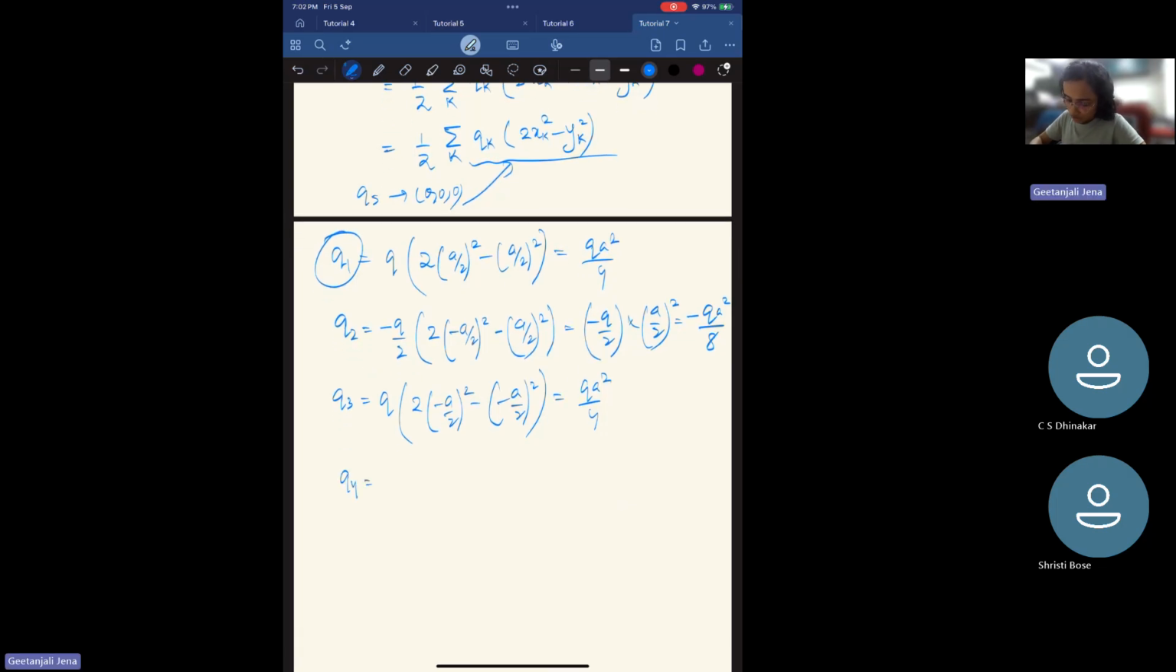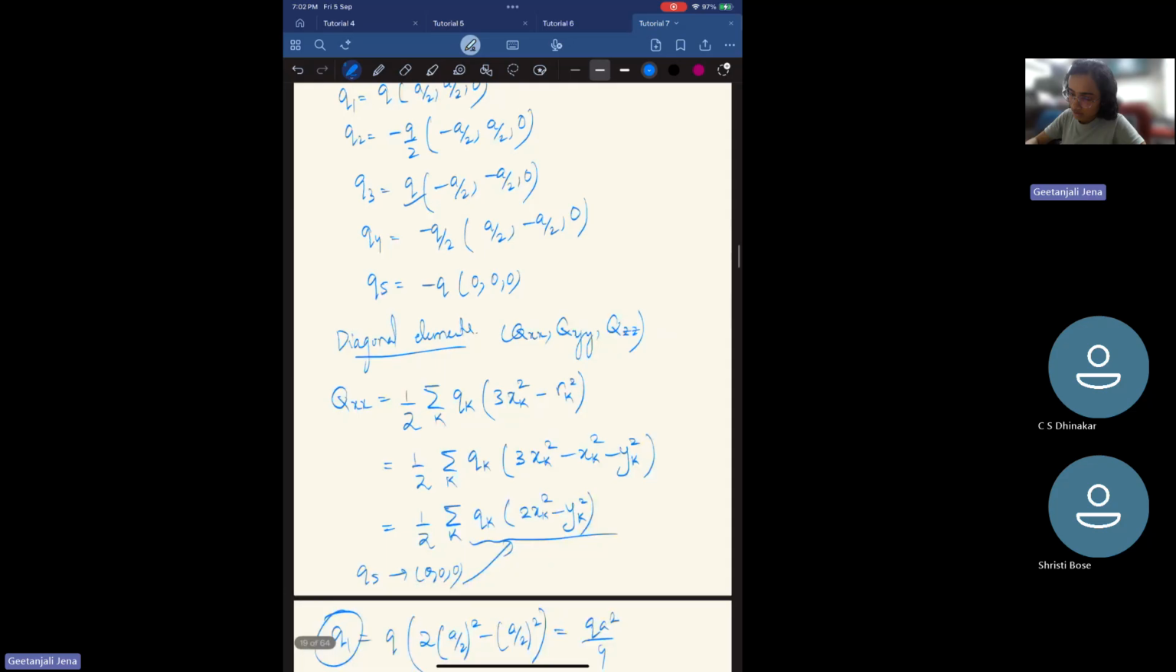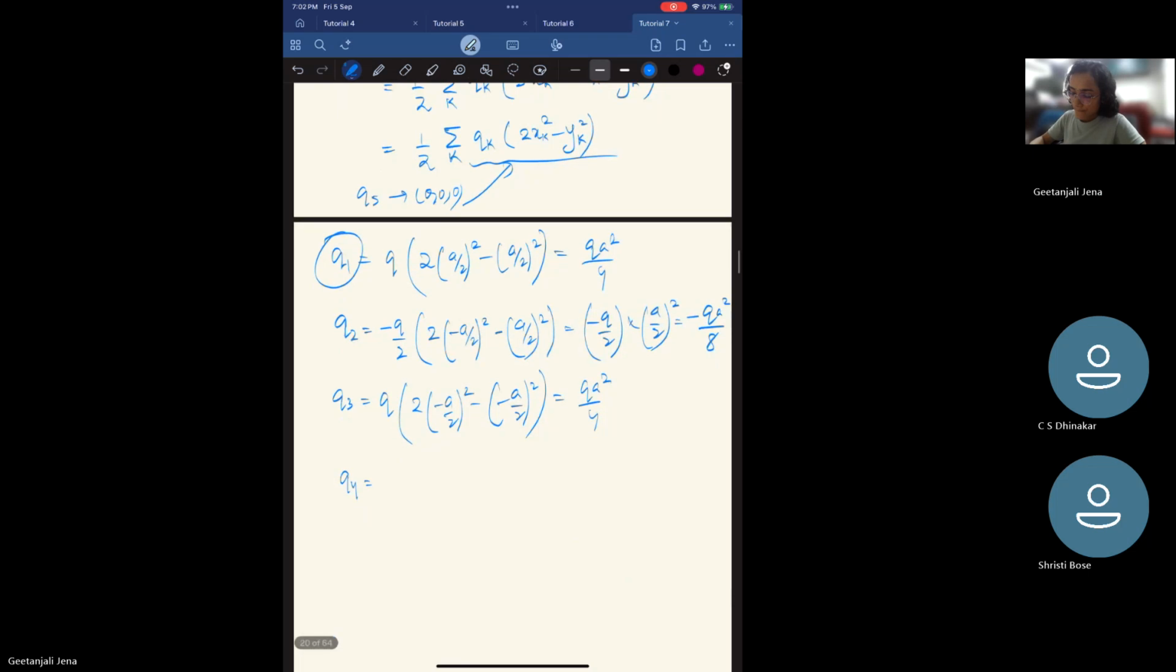And for Q4, it is minus Q by 2 at a by 2, minus a by 2. So minus Q by 2 times a by 2 squared minus a by 2 squared, which will be minus Q squared by 8. And for Q5 it's 0.